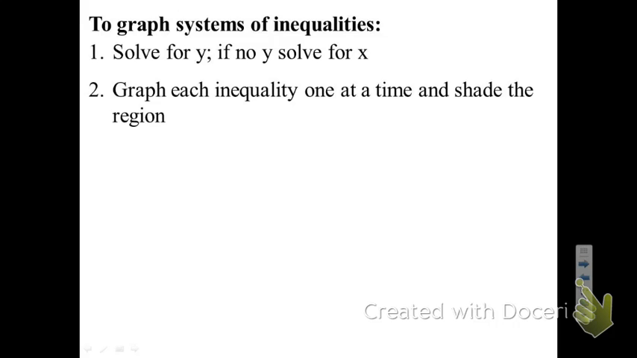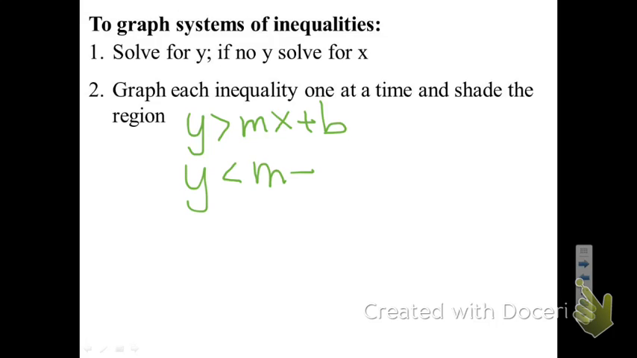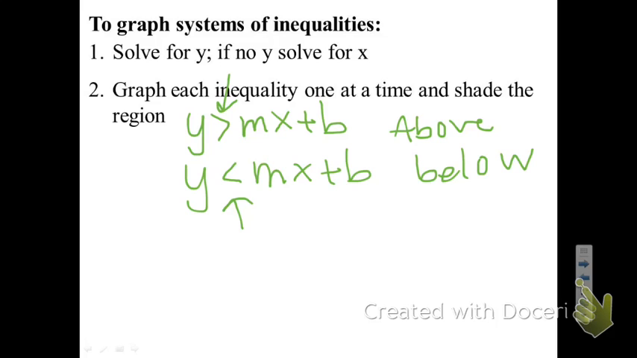When you graph each inequality, you'll have it solved for y, and it'll look something like this. If the inequality shades this direction, or if it opens up, it'll say y is greater than. Remember that we shade above. And if it opens up this way, y is less than, we shade below. And you want it in this form so you can identify the slope and the intercept.